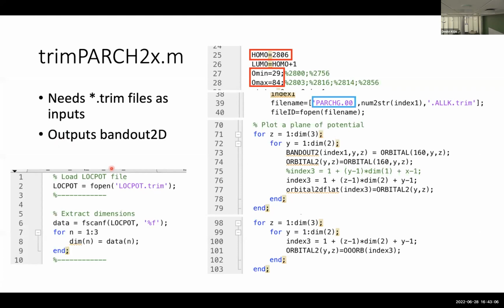Now if we look at our first MATLAB script, which is the trimparts2x.m, there are a few different versions where there are different letters instead of X, there's a Y, there's an A. This file needs all the .trim files that were generated by the trim.sh script. So you're going to need all the PARCHG.trims and the LOCPOT.trim. The LOCPOT.trim is a copy of one of the PARCHGs to get the initial dimensions.